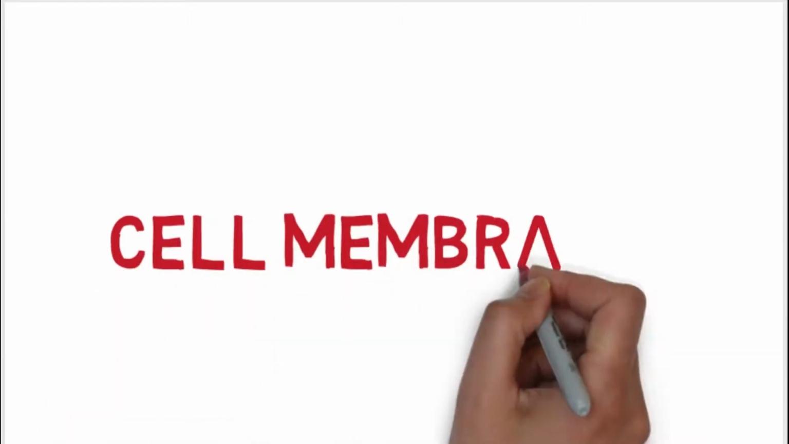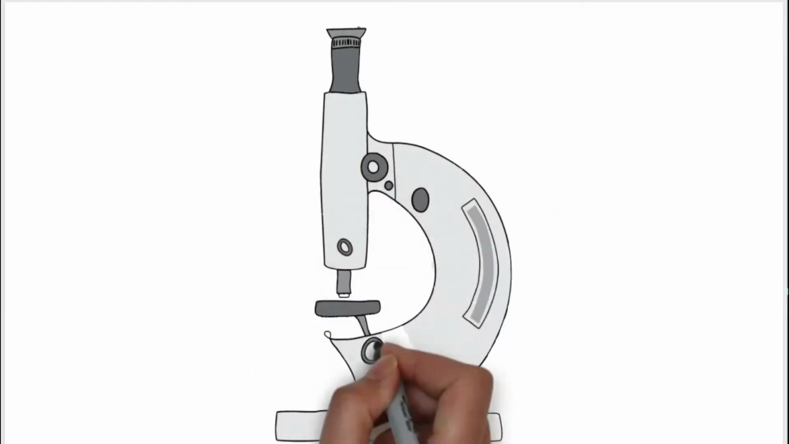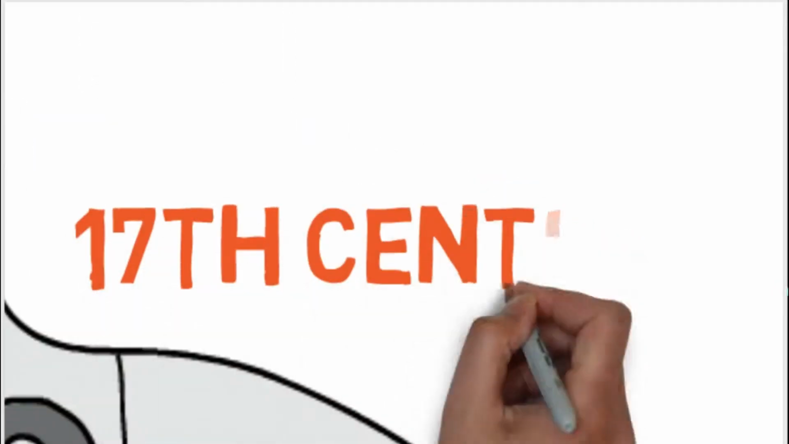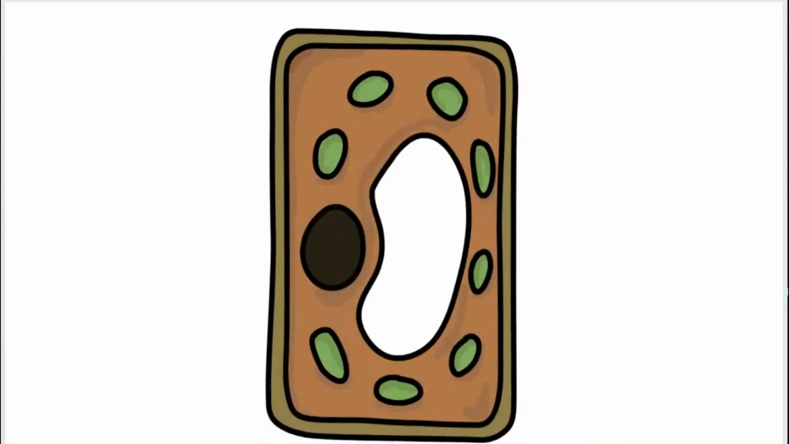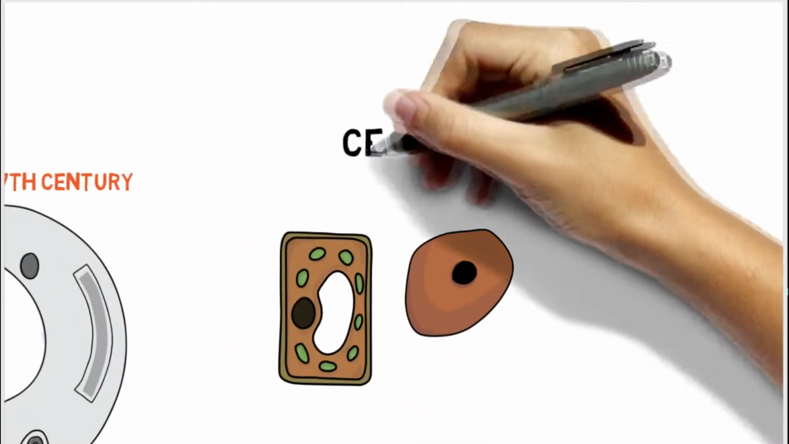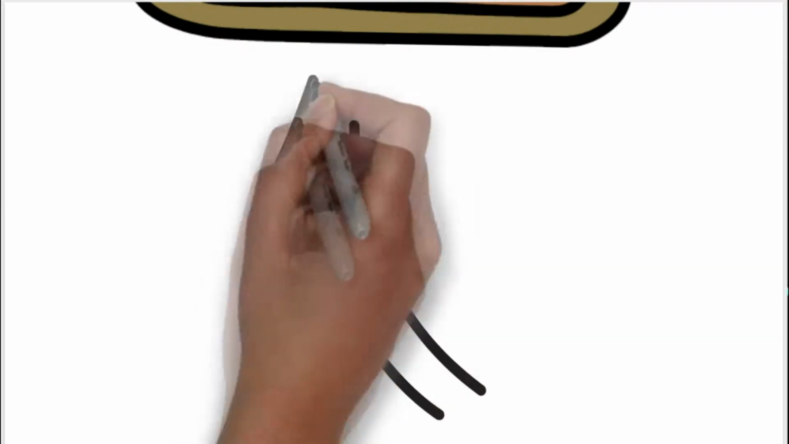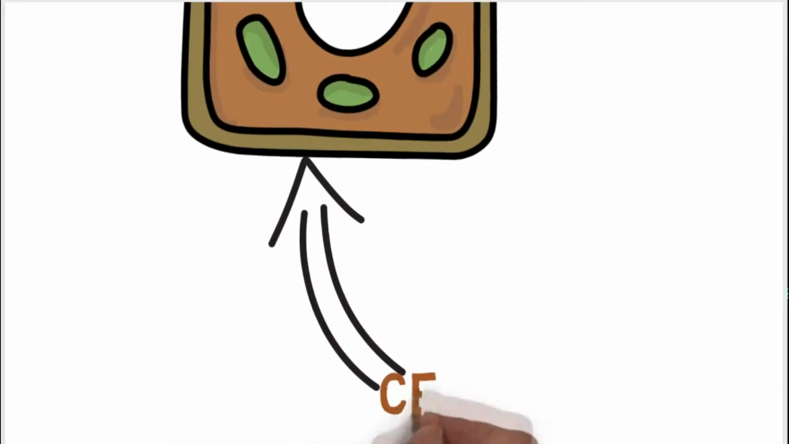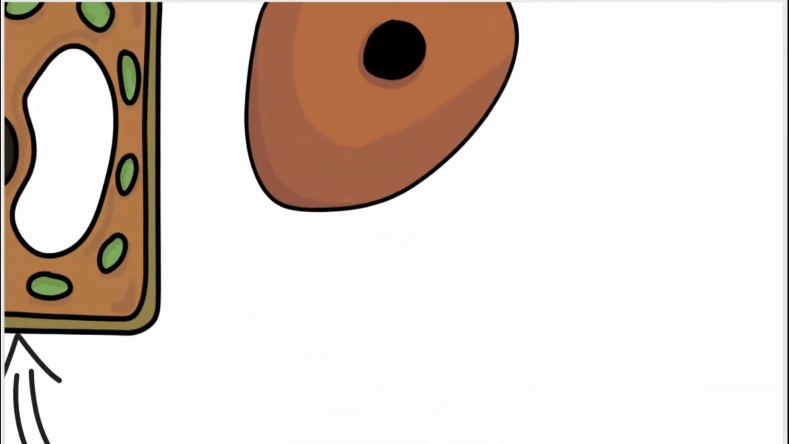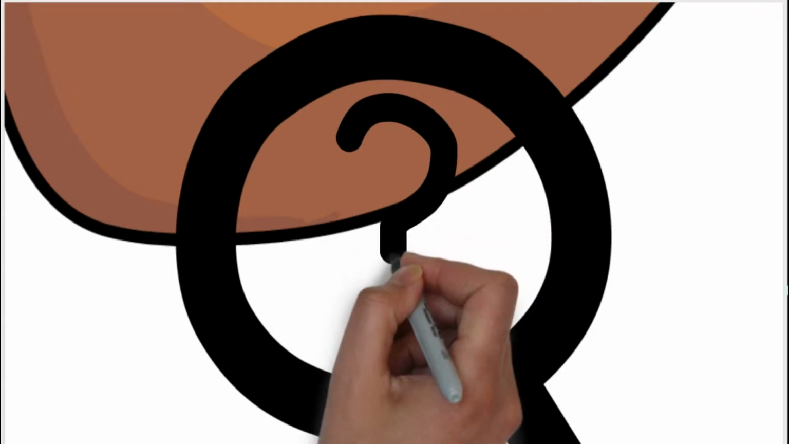Today we're going to be talking about cell membranes. Since the invention of the microscope in the 17th century, it has been known that both plant and animal tissue are composed of cells. The plant cell wall was easily visible even with this early microscope, but no similar barrier was visible on animal cells. But surely some sort of barrier must have existed.